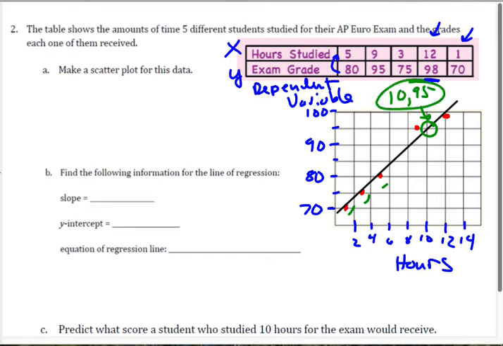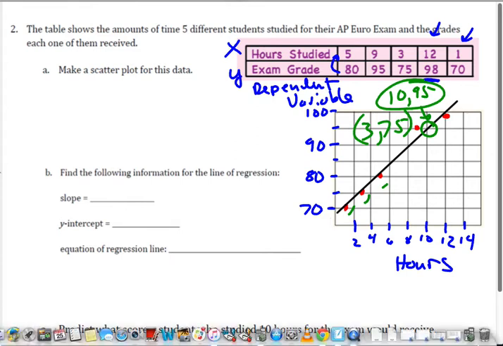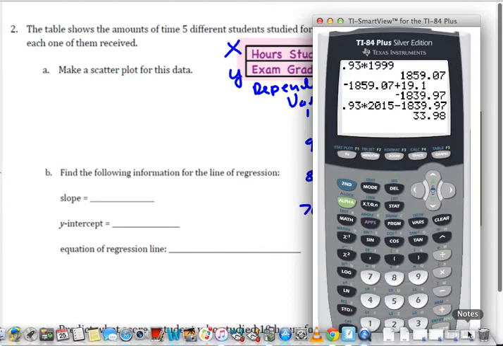And then I don't know, this second red one is 3, 75. So I could use those 2 points to find slope, plug them into point-slope form, and do it by hand. I want you to definitely be able to do that. But with this problem, I'm also going to show you how to use your graphing calculator. So get your TI-84 out. I'm going to show you how to plug the data in and come up with your line of best fit.